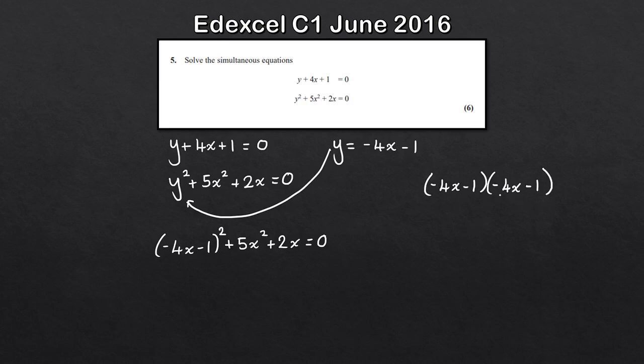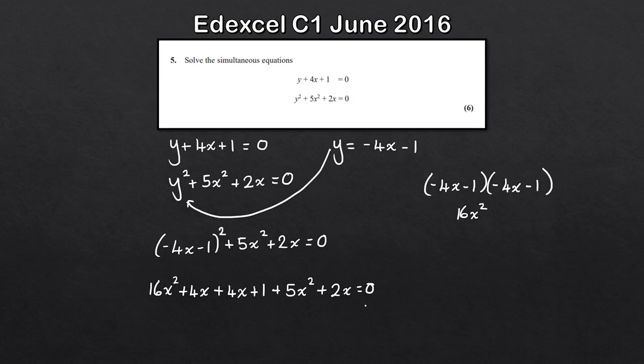I still do this to this day just so I can see what I'm working with. So minus 4x times minus 4x gives me 16x squared. So what I'll do is I'll actually write over here, I get 16x squared. I'm going to get minus 4x times minus 1, so that'll be positive 4x. And same again here, minus 1 times minus 4x gives me another 4x. And then finally, minus 1 times minus 1 will give me plus 1. We've got plus 5x squared here, and then we've got our plus 2x, and this is all equal to 0.